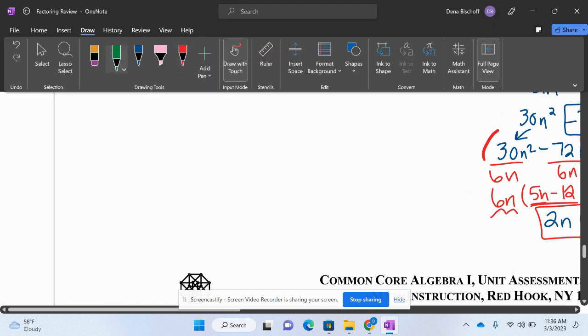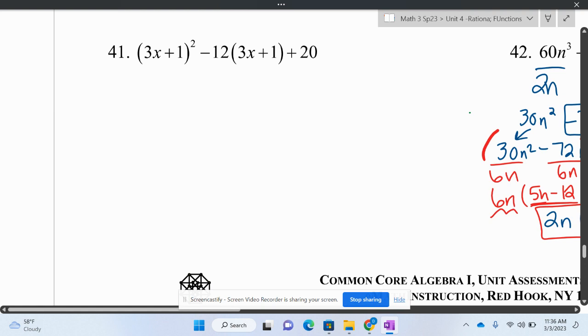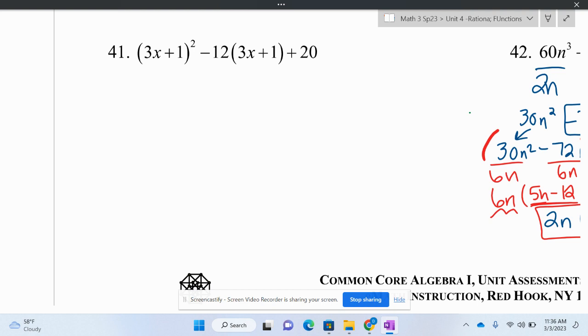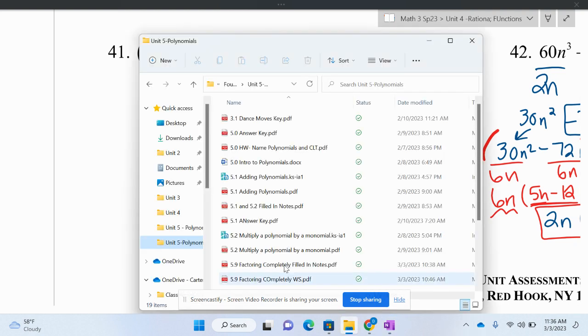So I want you to think about when you learned how to FOIL. 3x plus 1 is the same thing as what? What does 3x plus 1 mean?